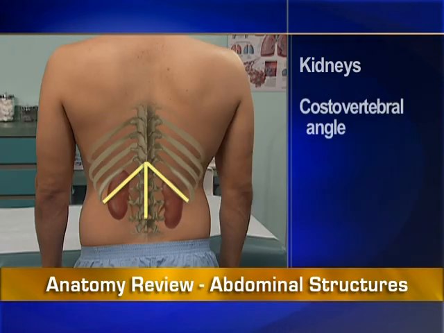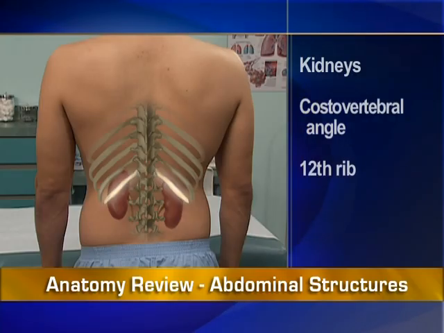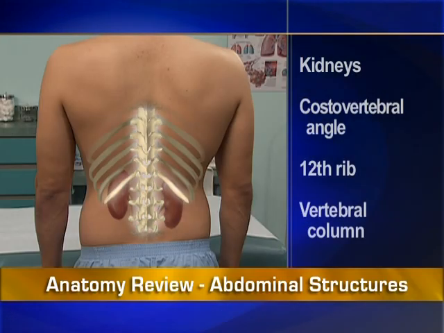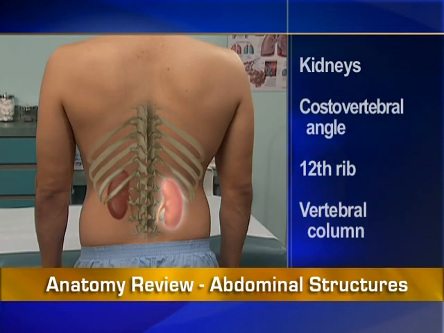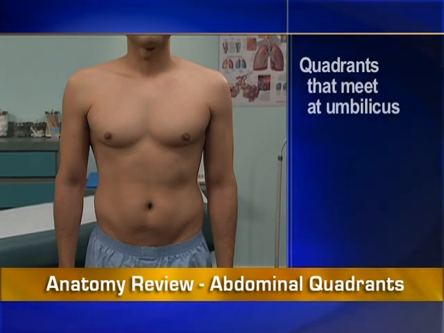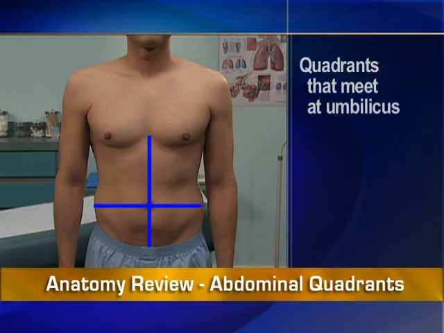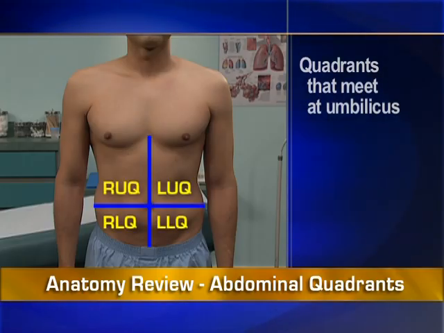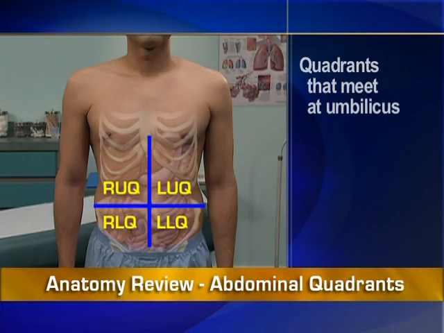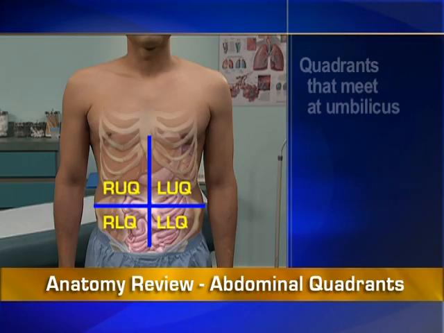The costovertebral angle, which is formed by the 12th rib and vertebral column, helps you locate them. The right kidney is 1 to 2 centimeters lower than the left one, and sometimes is palpable. For convenience in description, the abdomen is divided into quadrants that meet at the umbilicus. During the examination, try to visualize each organ that you listen to or palpate through the abdominal wall. Note that the small intestine is found in all quadrants.